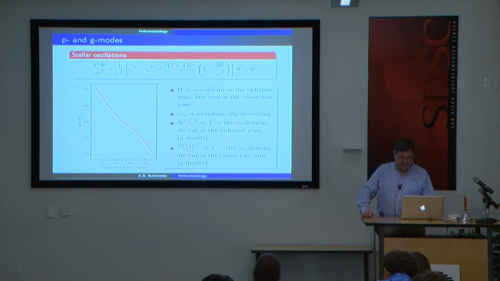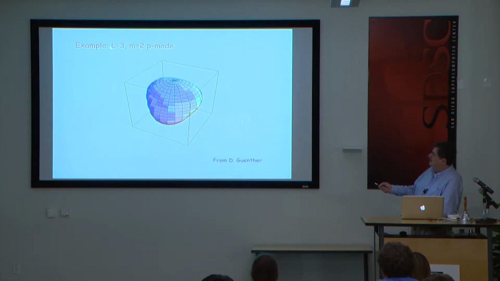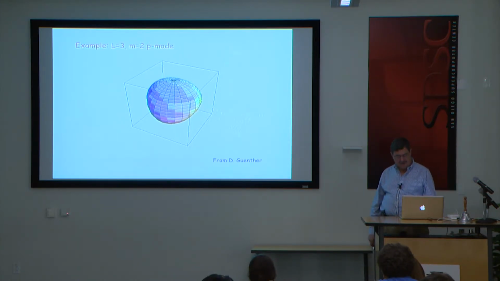Here is an example of a mode. This is a P mode. Of course, there are many P modes. You have to expand them in angular dependence. We expand in Y_lm's. This is the l equal to 3 and m equal to 2 P mode oscillation. Of course, it's exaggerated, but that's basically what you get.